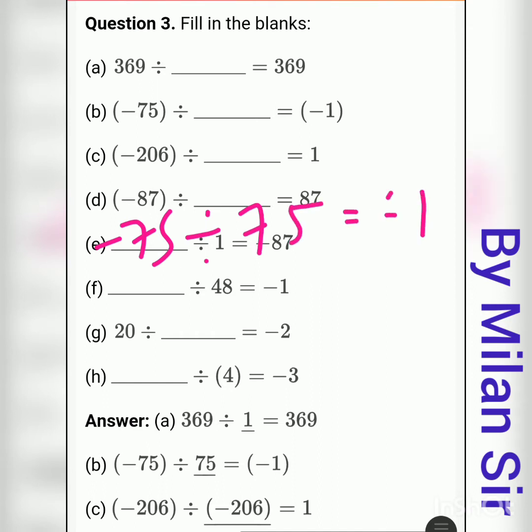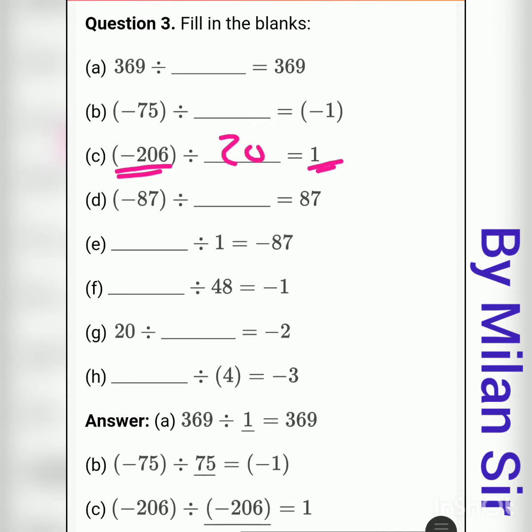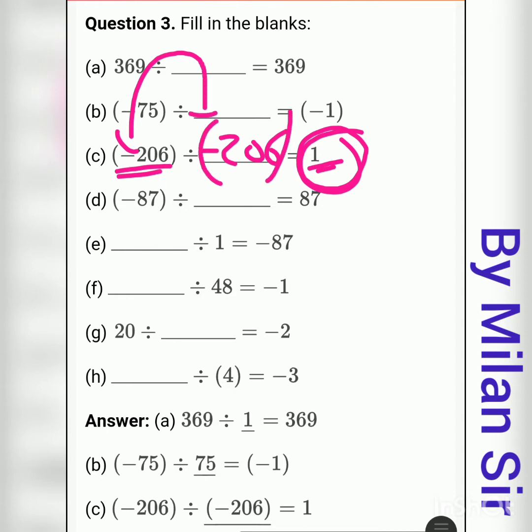Here we want minus 1, so for minus, here the negative sign is already there, so here we need to give a positive sign, so plus minus minus 1. Okay, after that here minus 206. Again here we want 1, so we need to divide a number by this same number, that means 206. And here we want the answer as a positive 1. Here we have a negative sign, so here even we need to put the negative sign, so that 206 divided by 206 is 1, and minus minus becomes plus 1.